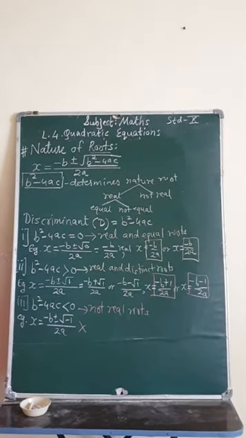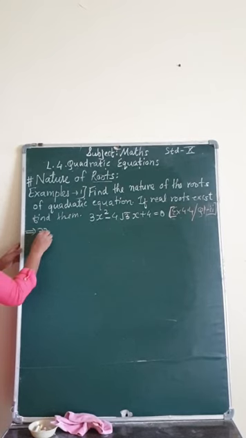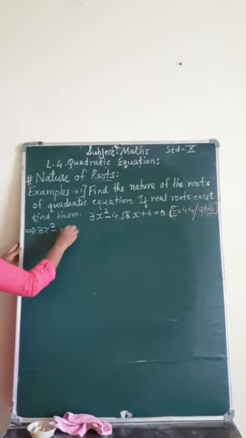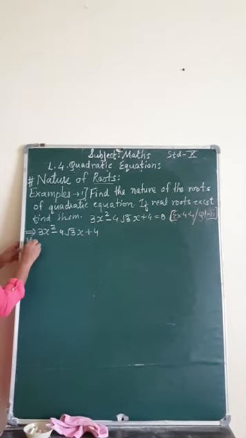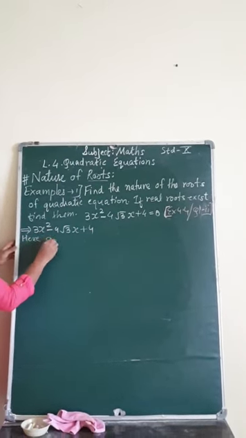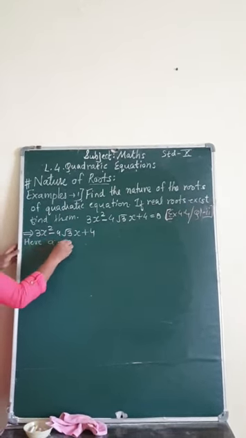Let's see this nature of roots concept with an example. Find the nature of roots of the quadratic equation, and if real roots exist, find them. This is exercise 4.4, question number 1, second question. Here is the equation given. As per our coefficients, a is 3, b is minus 4 square root 3 and c is 4.